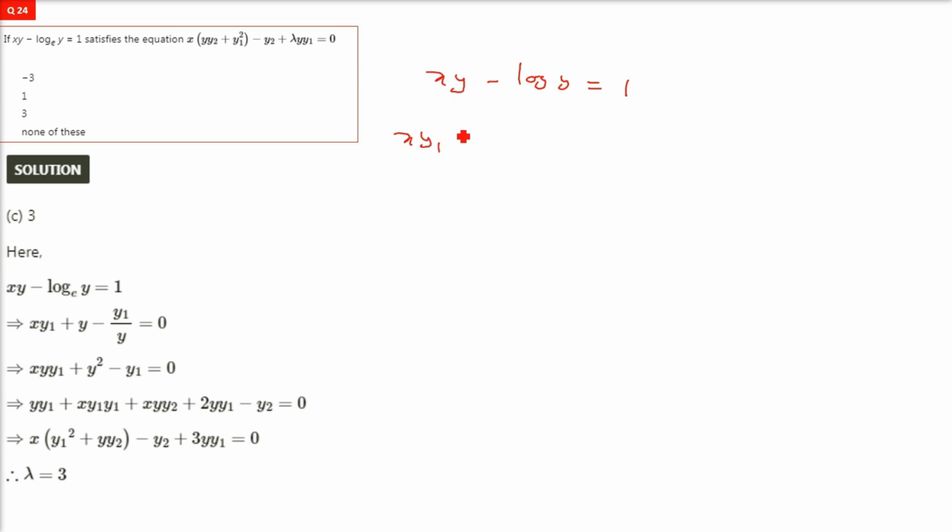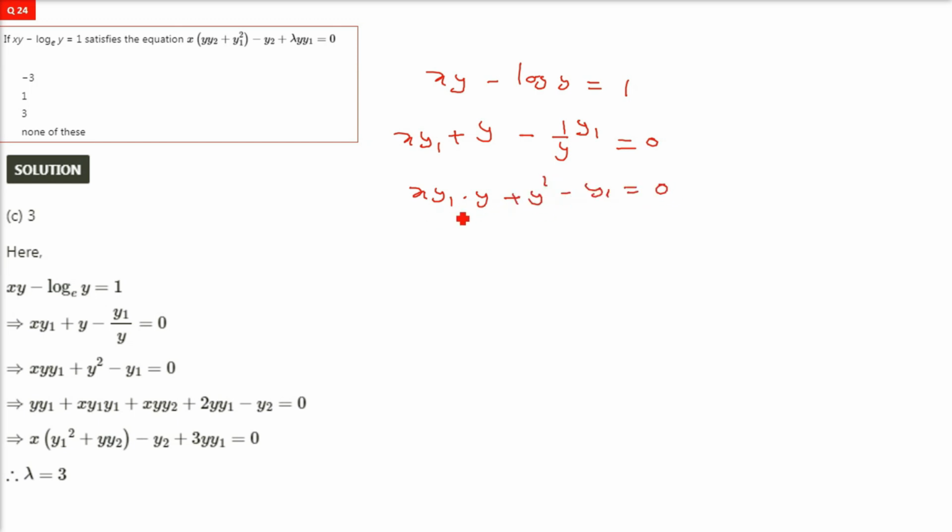So first term, x into y, then we have log y. Differentiation of x will be 1 only. Differentiation of log y is 1 by y, and differentiation of y will be dy by dx, you can write it as y1, and this is going to be 0. Now multiply everything with y. So x y1 into y plus y square minus y1 is equal to 0.